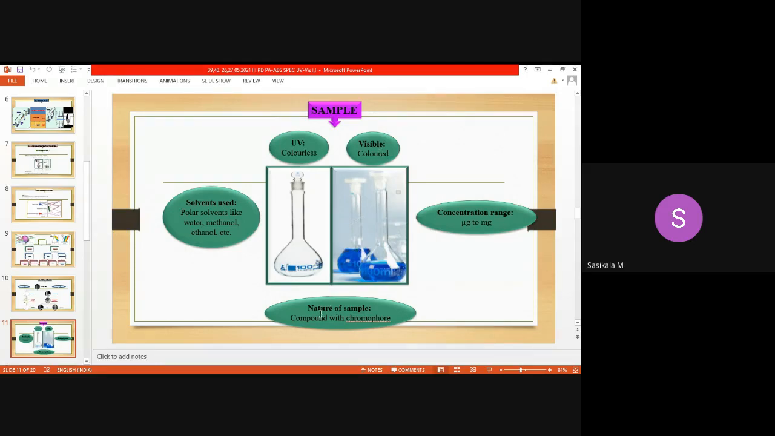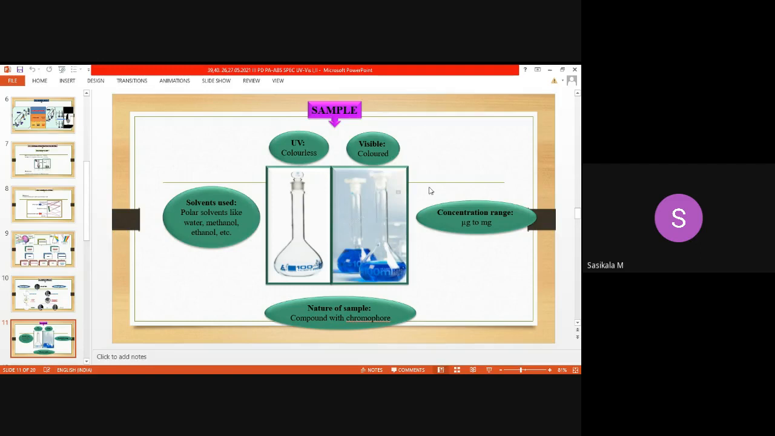And regarding the nature of the sample, compounds with a chromophore can be analyzed. What is a chromophore? It is an unsaturated, double bonded, or conjugated system. An unsaturated system, double bonded system, or conjugated system present in the molecule is called a chromophore. So compounds with a chromophore can be analyzed by both UV and visible spectroscopy.